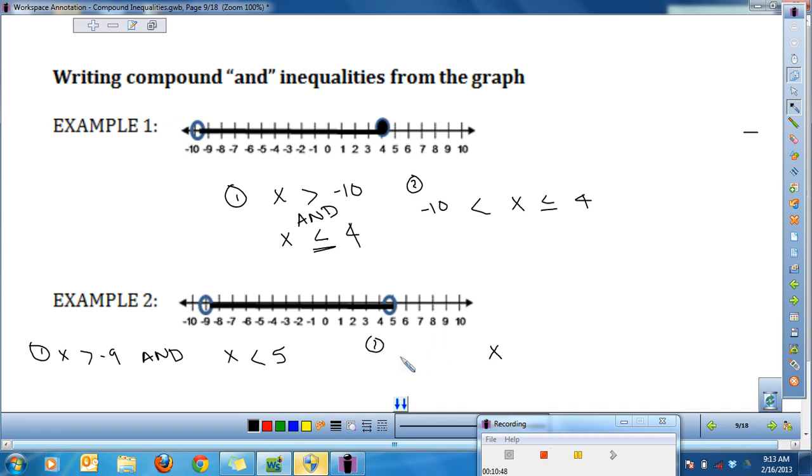So I know that one of my numbers is going to be -9 and the other one's going to be 5. So this is going to be x is less than 5. This says x is greater than -9. So I need to write it the other way. x is greater than -9. And there are two ways to write our compound inequalities.